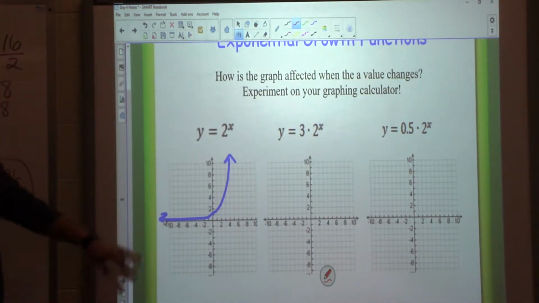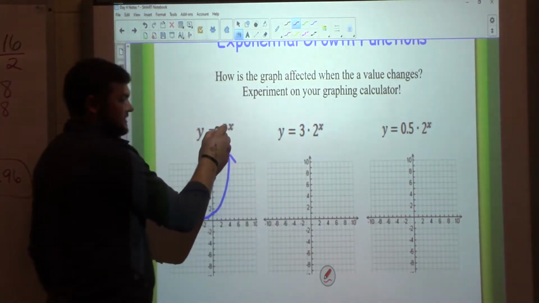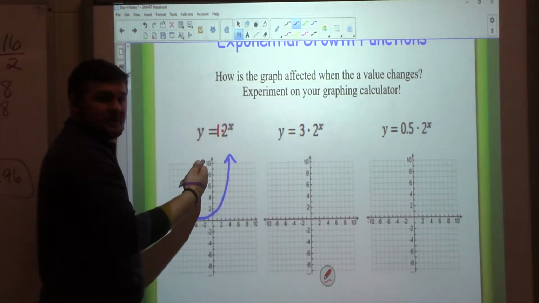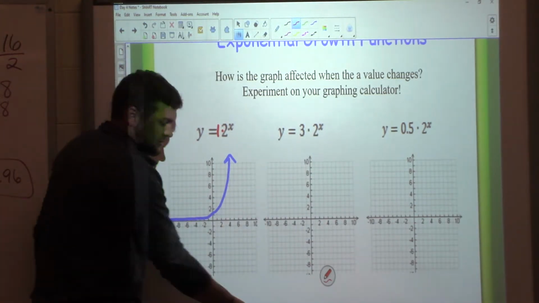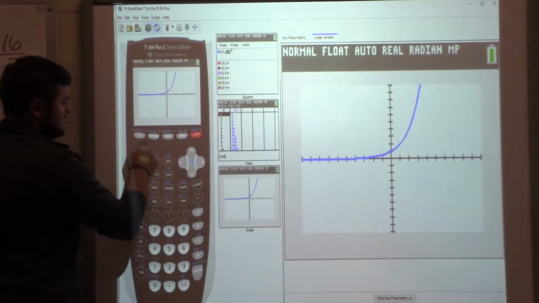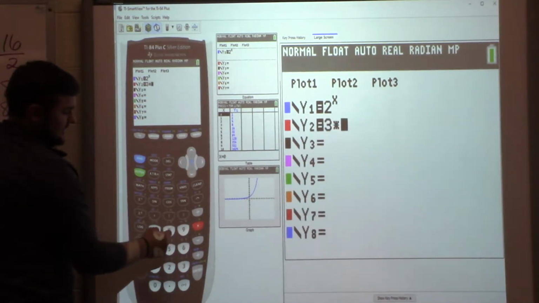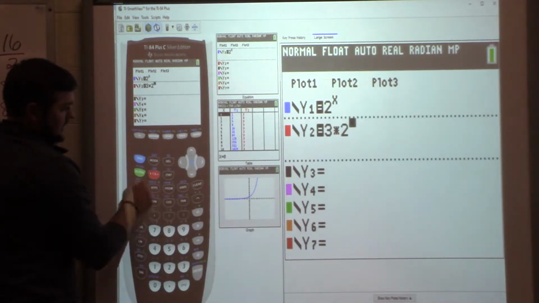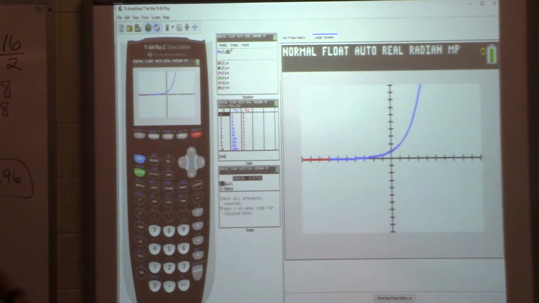The second one, we want to see what happens when our value in front changes. So here it was actually times 1. Here I have times 3. Let's see what changes. When I change from 1 to 3, I'm going to make this one red: 3 times 2 to the x. And I graph it. Notice what happens to that red graph.